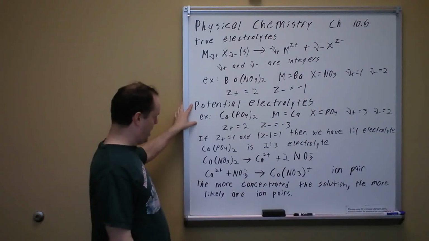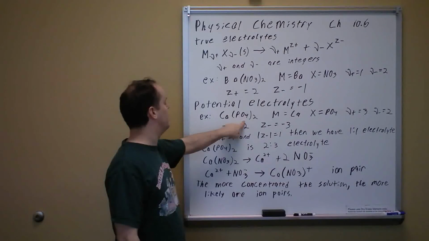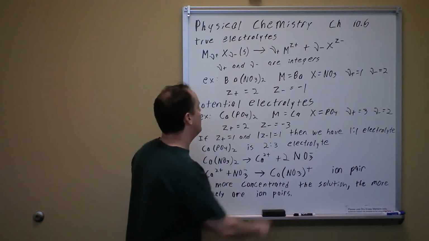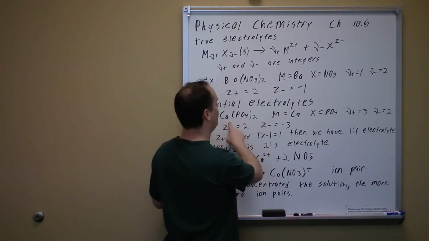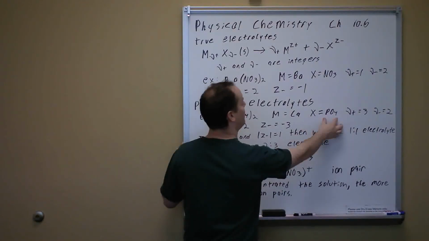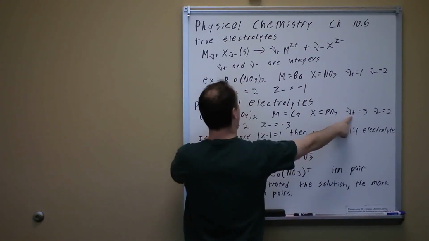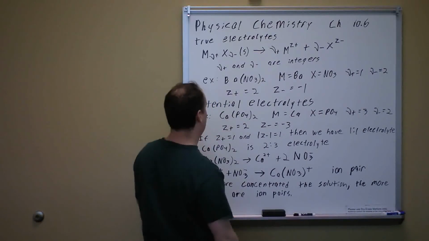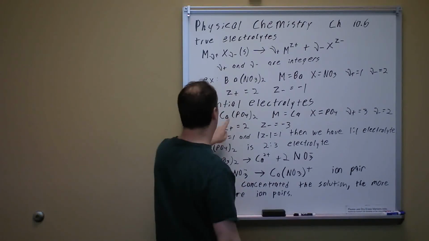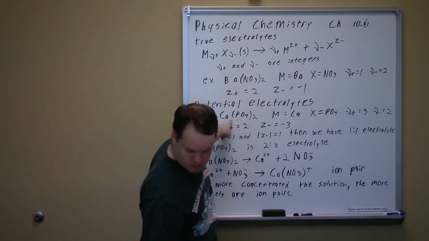Now potential electrolytes are going to be the same thing. Let's say we have calcium, I guess this is phosphate. So our metal here is calcium. The non-metal here is the phosphate ion. So our nu plus, oops, did I screw something up here? I might be missing a 3 here.